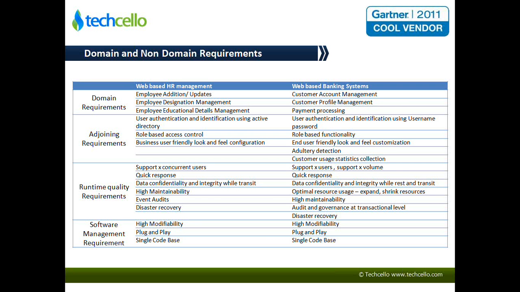So it could vary from system to system, but the fact remains the same: the concurrency aspect still has to be taken care of. It's the volume and the level to which it has to be supported that varies. Similarly, from a software management perspective, there is modifiability: how quickly can I change my software to make it more powerful down the line, right? Can it work in a plug and play model? Can I have a single code base, but be able to serve multiple customers? So all those aspects come under this category.